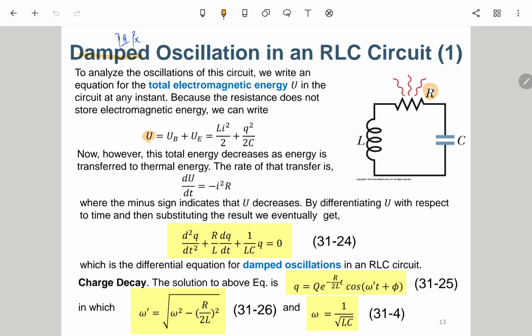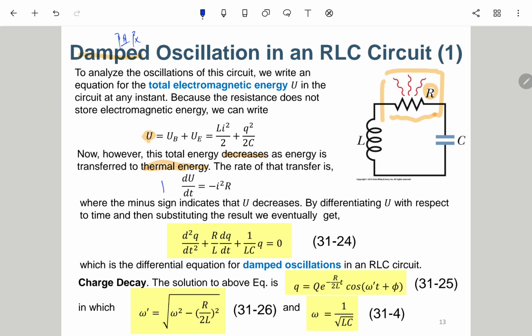So what is the role of the resistor? The role here is that we don't have conservation of energy. Rather, the energy will be consumed by the resistor. So here it says, however, the total energy decreases as energy is transferred to thermal energy. It becomes heat, which is dissipated. The rate of the transfer is dU/dt.